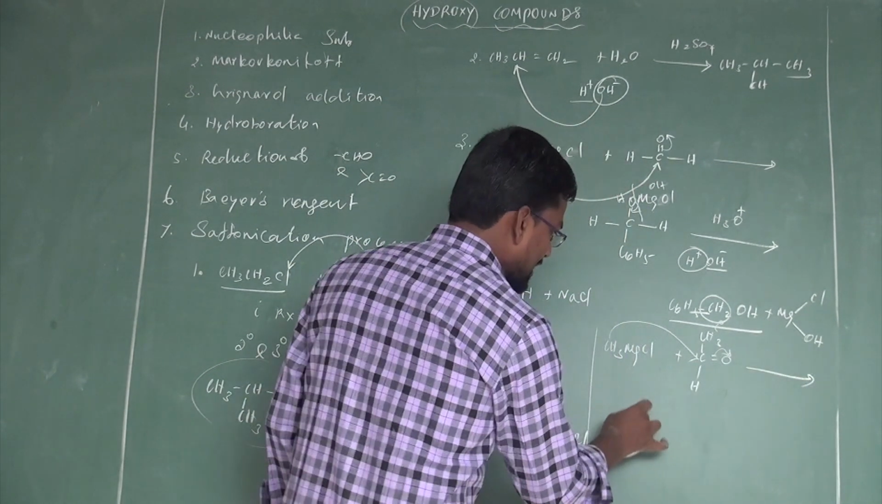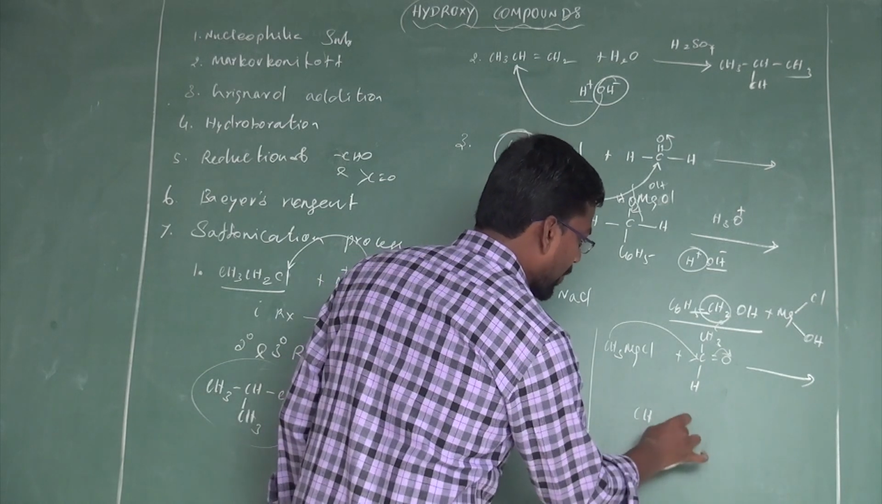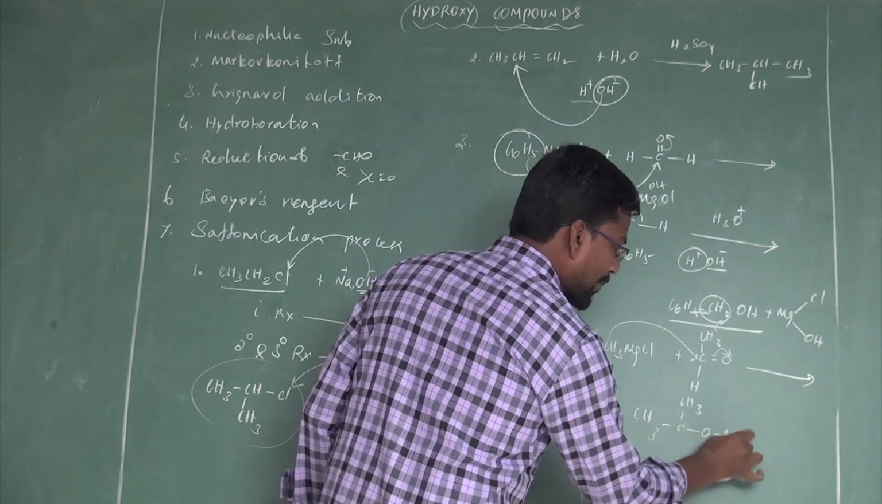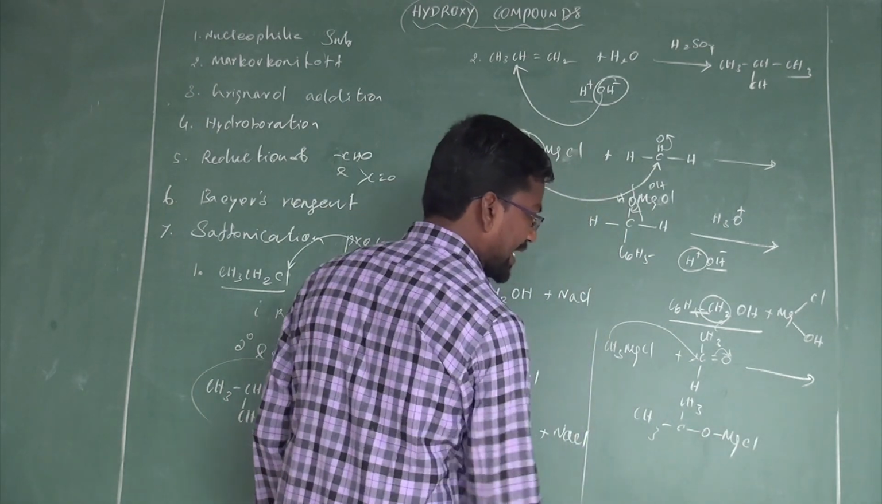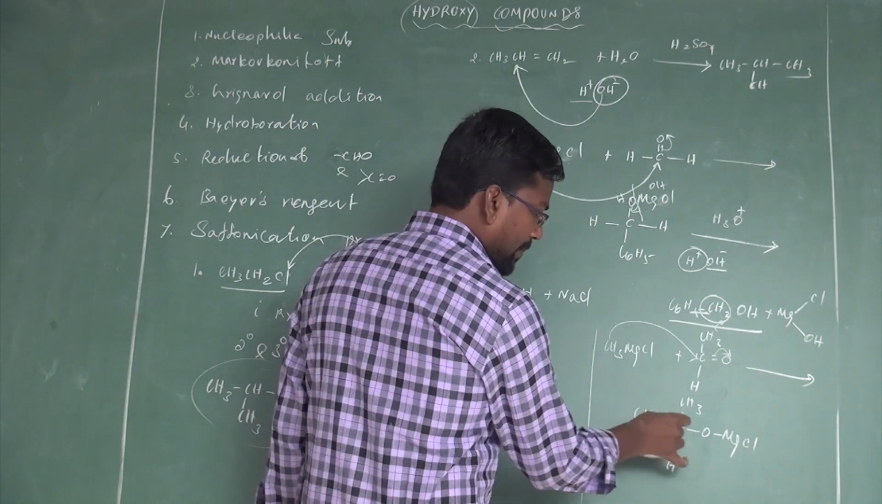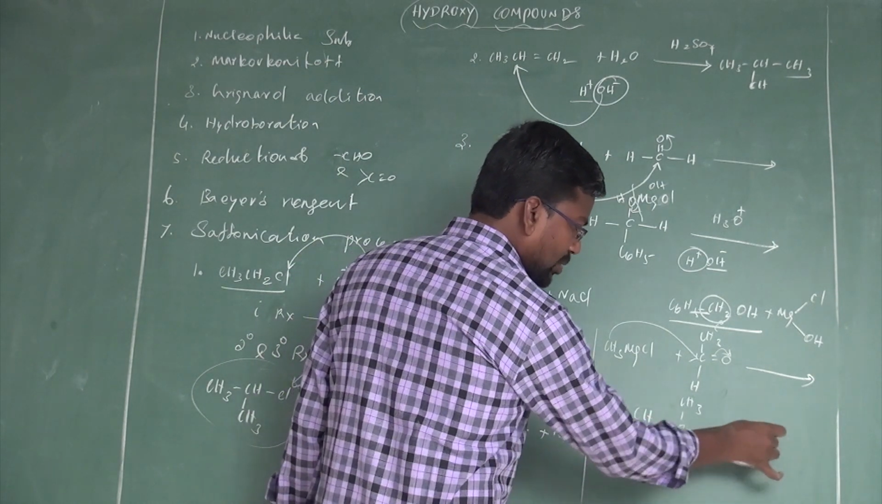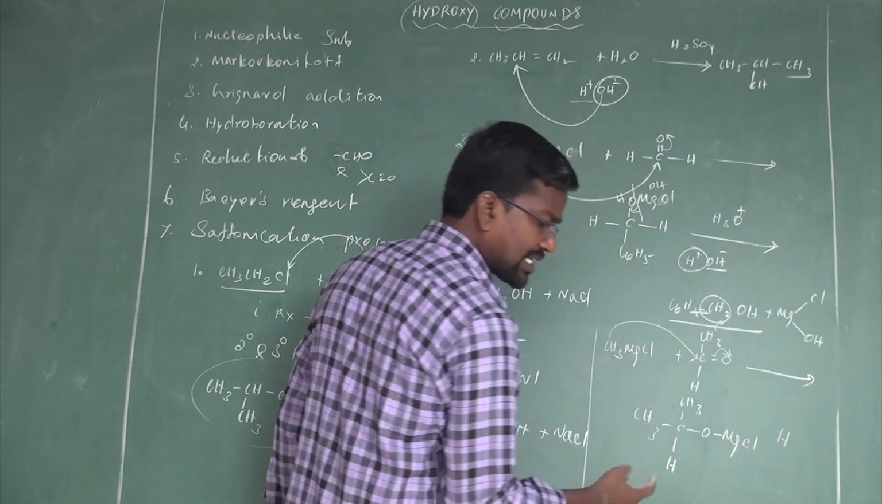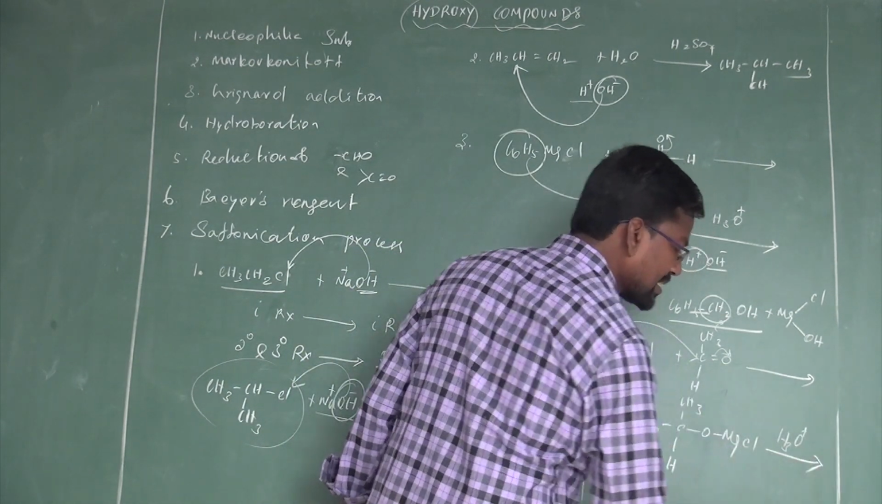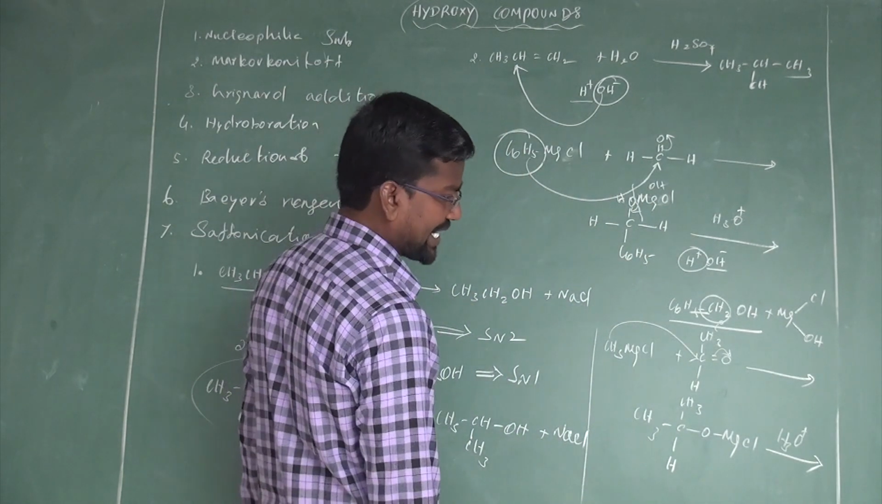Gives CH3 bond C, CH3 O minus can combine with magnesium Cl, magnesium chloride. Then hydrogen, magnesium, carbon, oxygen, then magnesium chloride. This compound is otherwise called the adduct. The adduct is followed by acid hydrolysis.